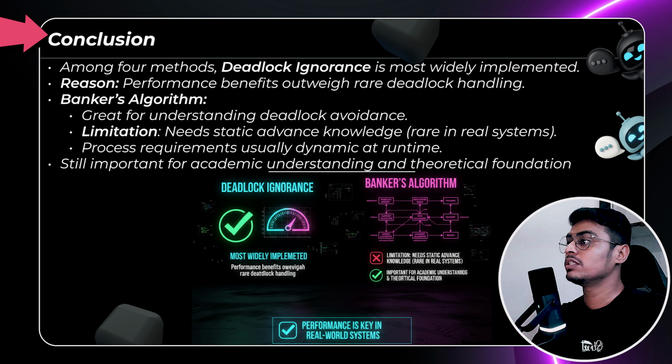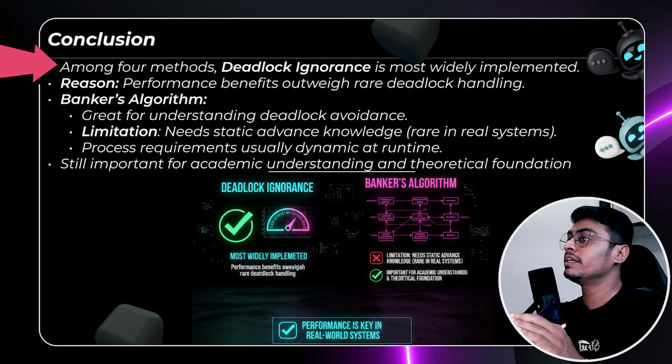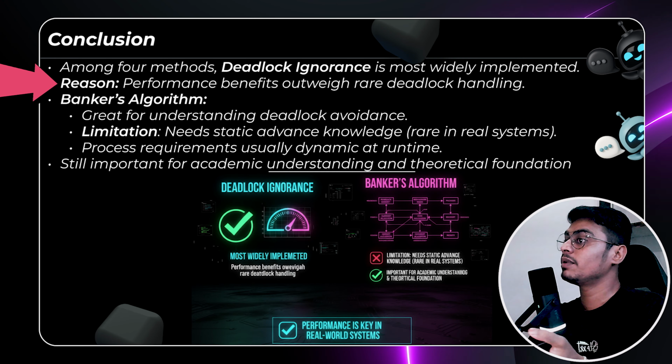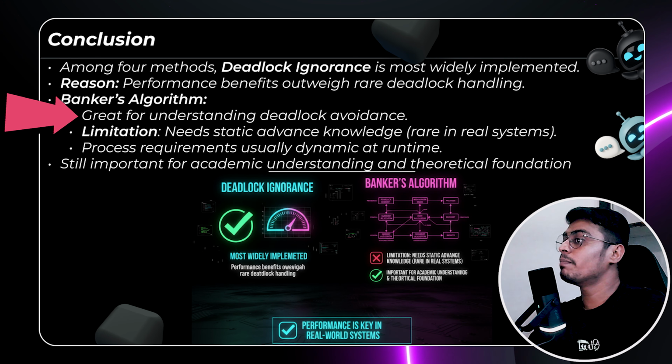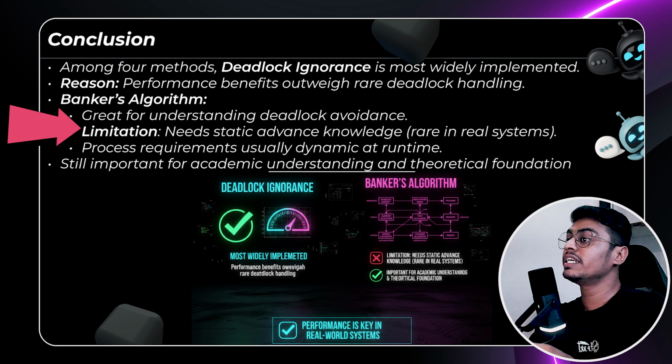Now, what is the conclusion? Among these four methods, deadlock ignorance is the most widely implemented in real world systems despite other methods being theoretically available. This is because the performance benefit of ignoring the rare deadlock occurrence outweighs the cost of implementing complex prevention or recovery mechanisms. The Banker's algorithm, while excellent for understanding the deadlock avoidance concept, has practical limitations. It requires static advance knowledge of resource needs, which rarely exists in real systems.